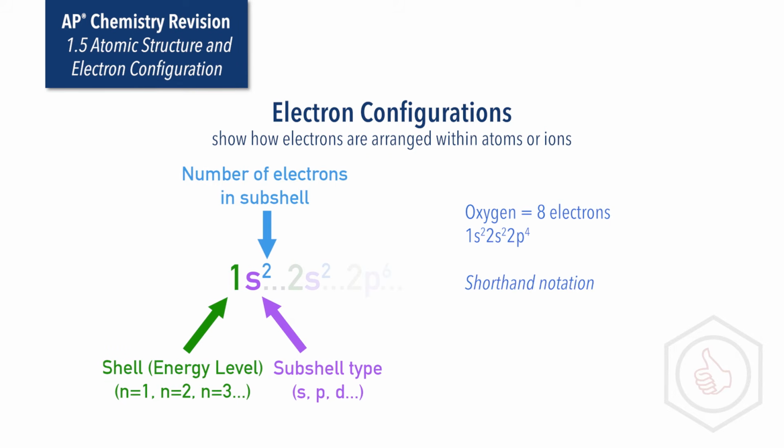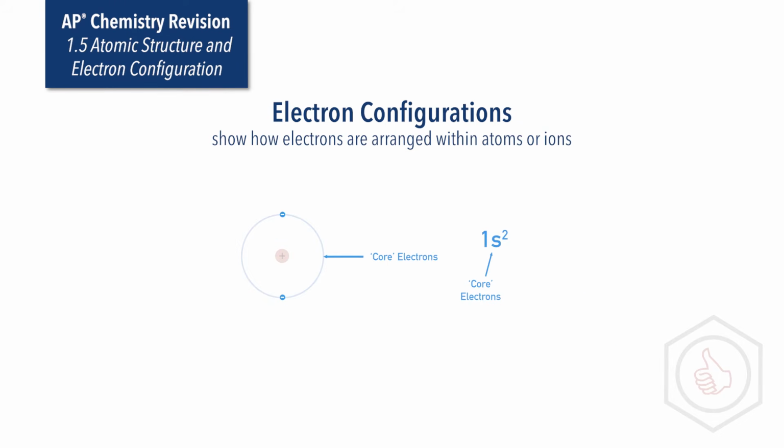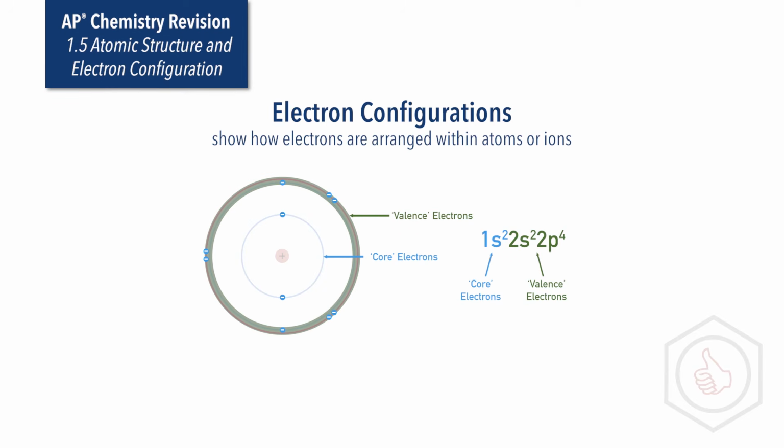Shorthand notation uses the nearest noble gas to represent inner or core electrons. Core electrons are the inner filled shells within an atom. Valence electrons are in the outermost shell and determine chemical reactivity. For example, oxygen has 2 inner electrons in the first shell and 6 valence electrons in the second, its outermost shell, the 1s2 being core electrons and the 2s2, 2p4 being valence electrons.